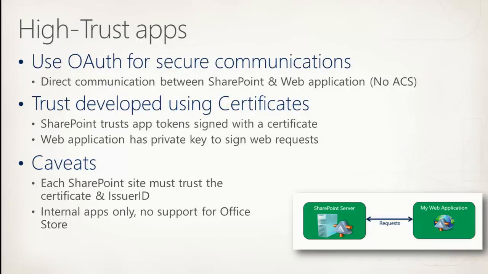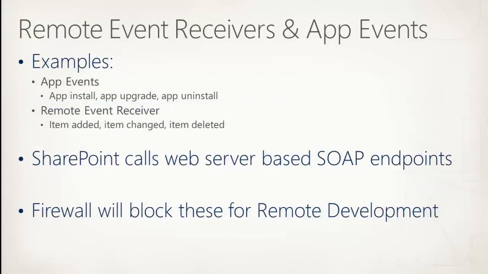So before I go into a demo of high-trust apps, I wanted to introduce another set of concepts or app artifacts that will make good use of this in the demo. So remote event receivers and app events are basically allowing you to write server code to handle events happening on SharePoint. Those app events are around the app lifecycle. So for example, upgrade, install, or uninstall. And remote event receivers really are centered around changes in the data on SharePoint. So for example, if a list or an item gets updated or deleted.